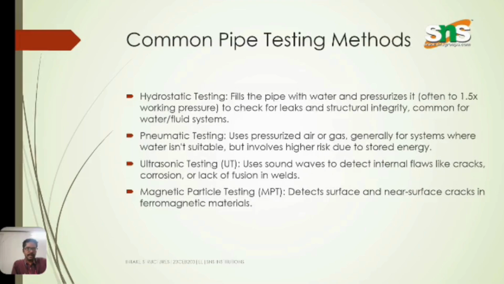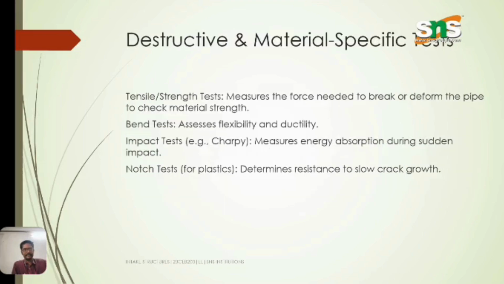Common pipe tests available are hydraulic testing, pneumatic testing, ultrasonic testing, and magnetic particle testing. Hydraulic testing involves filling the pipe with water and pressurizing it, often to 1.5 times the working pressure, to check for leaks and structural integrity. Pneumatic testing uses pressurized air or gas. Ultrasonic testing uses sound waves to detect internal flaws and cracks. Magnetic particle testing detects surface and near-surface cracks in ferromagnetic materials.